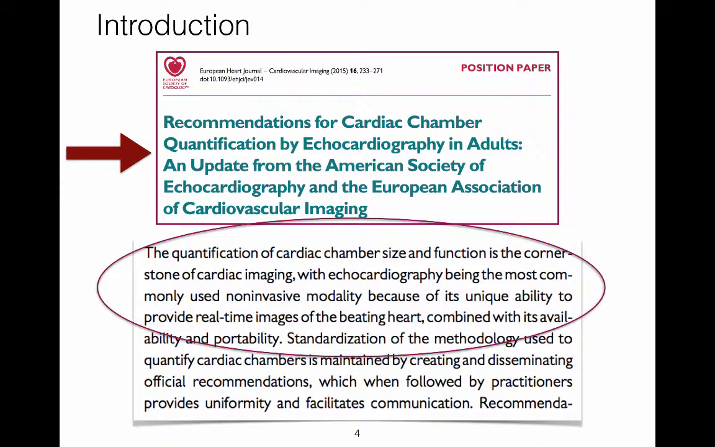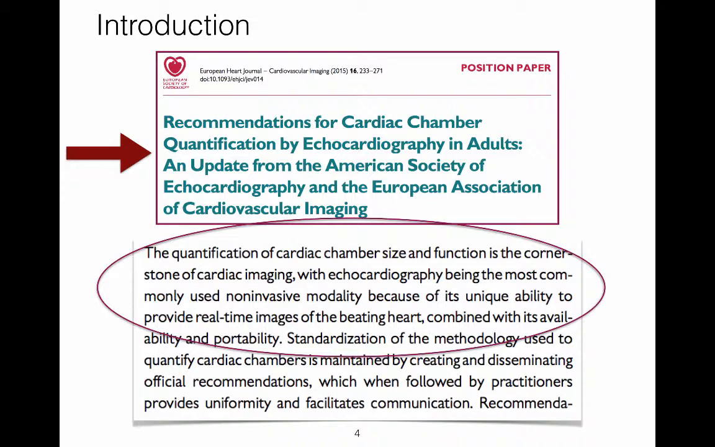Introduction. Echocardiography is the most commonly used non-invasive cardiac modality because of its unique ability to provide real-time images of the beating heart, combined with its availability and portability. The recommended article I just mentioned, available via Views and entitled Recommendations for Cardiac Chamber Quantification by Echocardiography in Adults, states that the quantification of chamber size and function is the cornerstone of cardiac imaging.